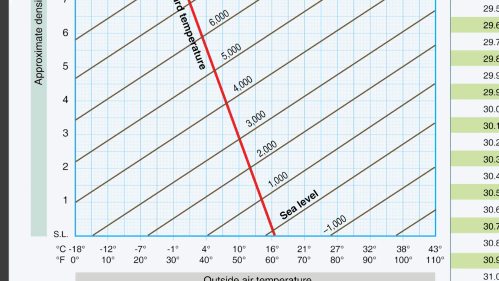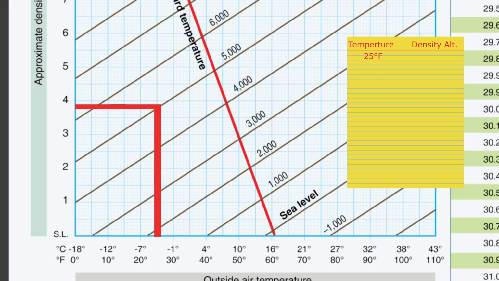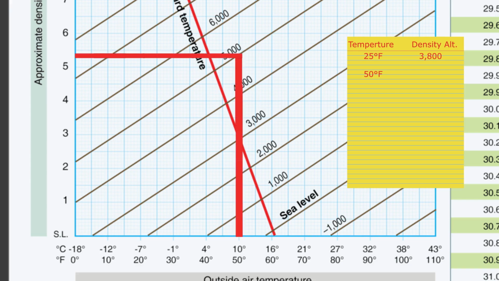On the bottom of your chart, find 25 degrees Fahrenheit. Trace that line up until it intersects with the pressure altitude of 5,000 feet. From there, follow that line to the left, and that will be your approximate density altitude. I got 3,800 feet. Now let's do the same thing with 50 degrees Fahrenheit. I got approximately 5,400 feet.